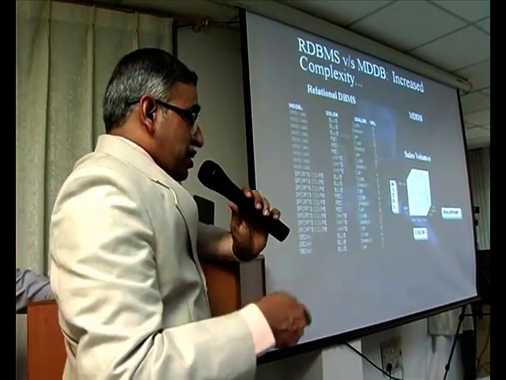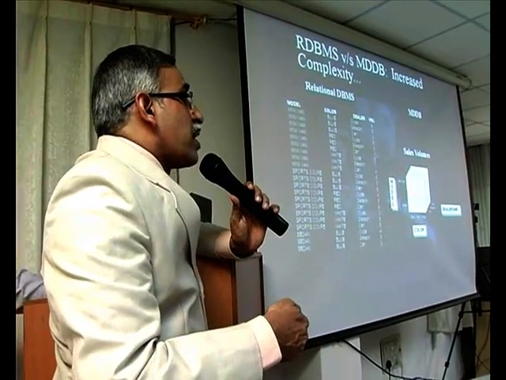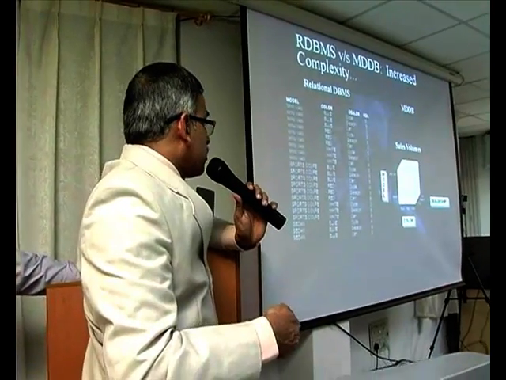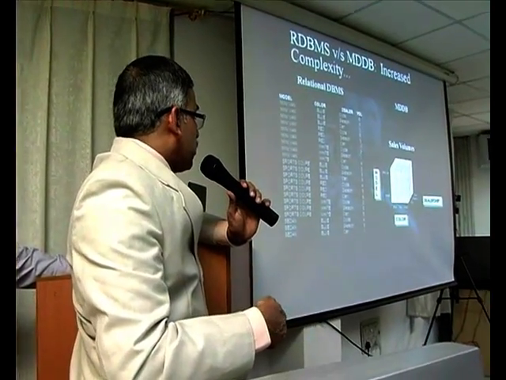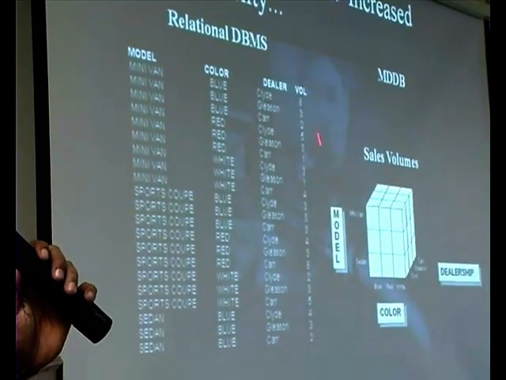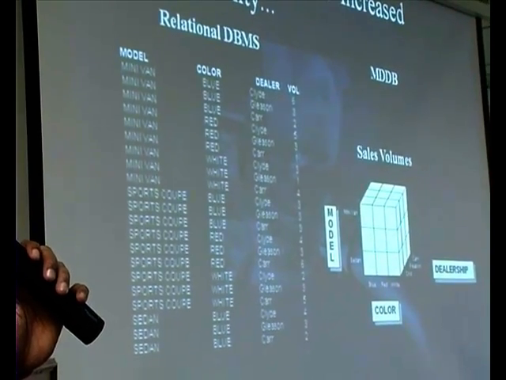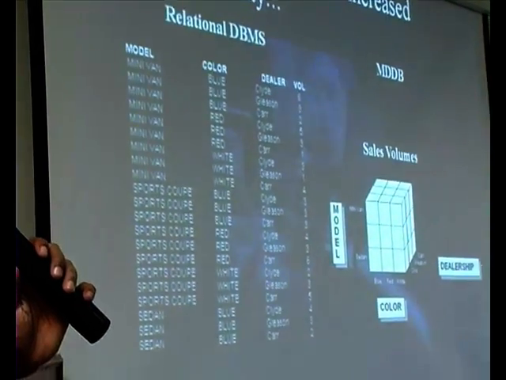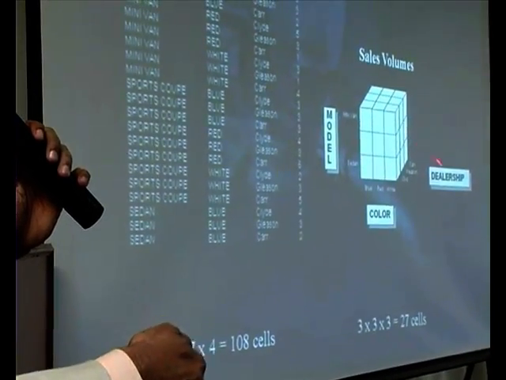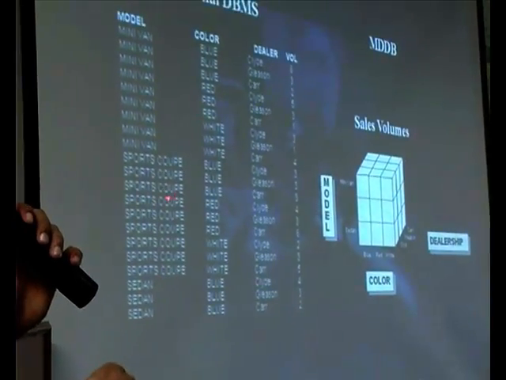So if you observe the complexity here, when 1 dimension is added in a multidimensional representation, it always requires a lesser number of cells compared to the relational table representation. So I am generalizing this with the computation again. In the relational DBMS, 3 dimensions with 1 measure requires 108 cells, 27 into 4. Whereas here it requires only 27 cells. So this is much faster. Operations on this are always faster than operations on the relational table.